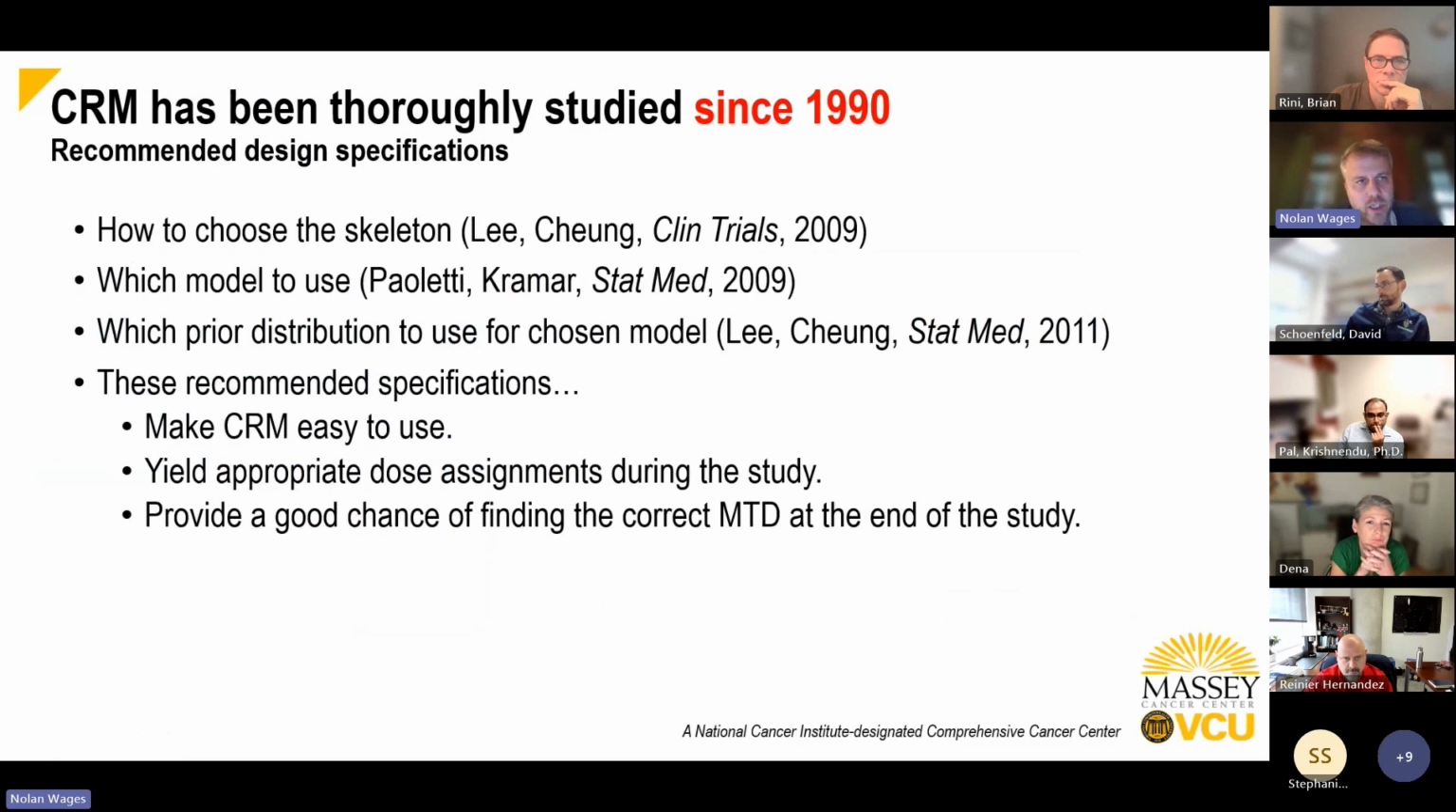So CRM, as I mentioned, has been thoroughly studied since 1990, and it has recommended design specifications. Again, a lot of people have done work on how to automate this process, how to choose that skeleton. There's some work there. Which statistical model to use: you don't have to use that skeleton raised to a power of A. You can use other models like logistic regression model. How to choose a prior distribution if you're using a Bayesian approach. And all these recommendations make CRM easier to use than it was in the 90s. And these recommendations yield appropriate dose assignments and provide a good chance of finding the MTD at the end of the study.